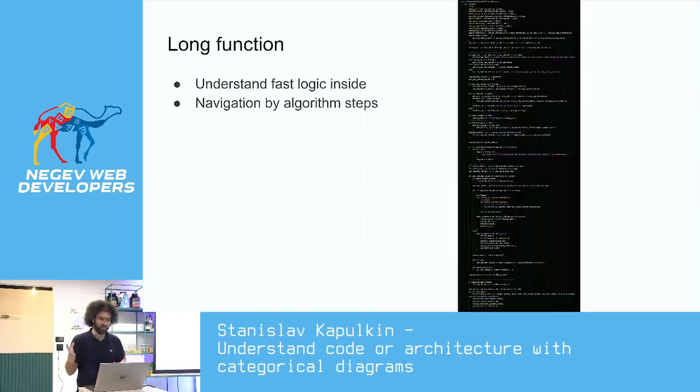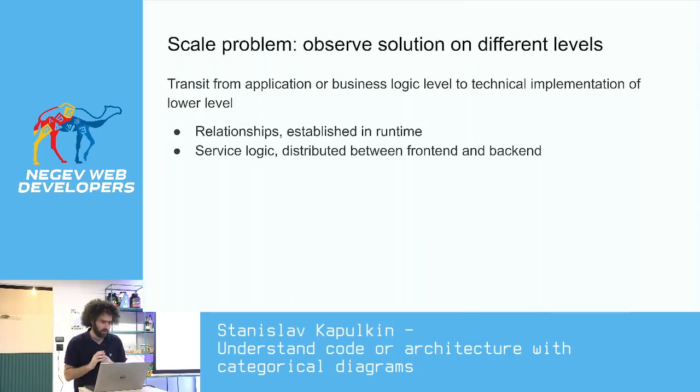Long function. Well, I told you already, we want to understand briefly what it is about and navigate between different steps. So we need something like semantic navigation. Editors allow you to collapse some functions, but this collapsing does not always match your logical sections in the code. So, not perfect. Scale problem. Sometimes at the code level, it's hard to observe even application-level logic because it can be distributed between server, front-end, and back-end. Or some relationships can be established at runtime during deployment.